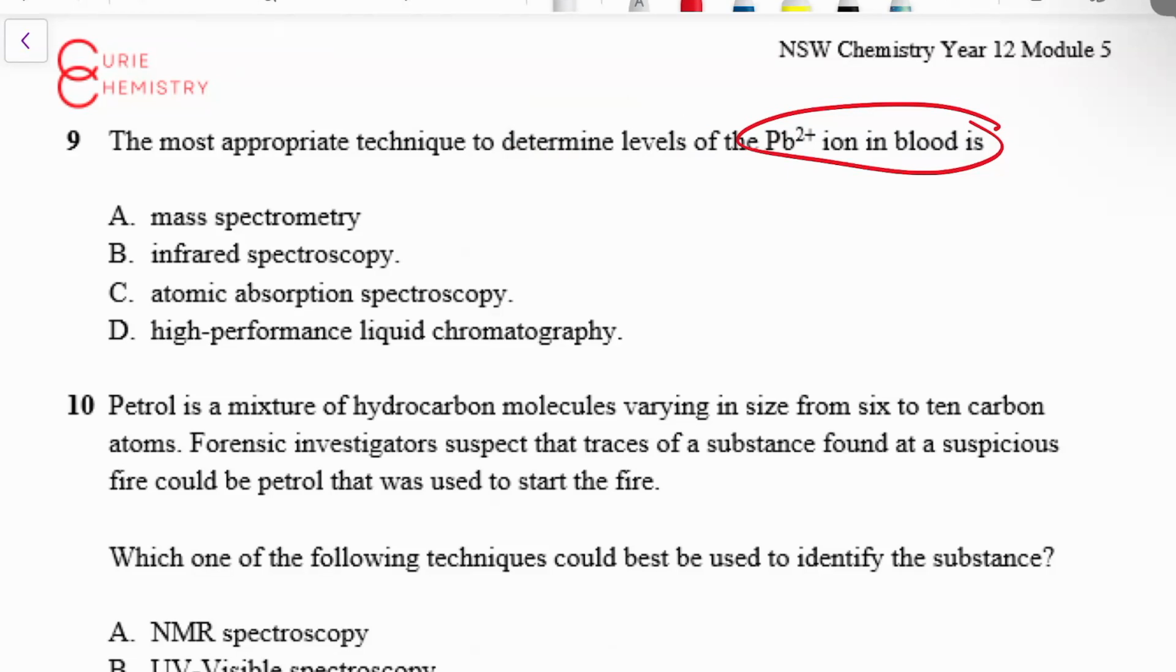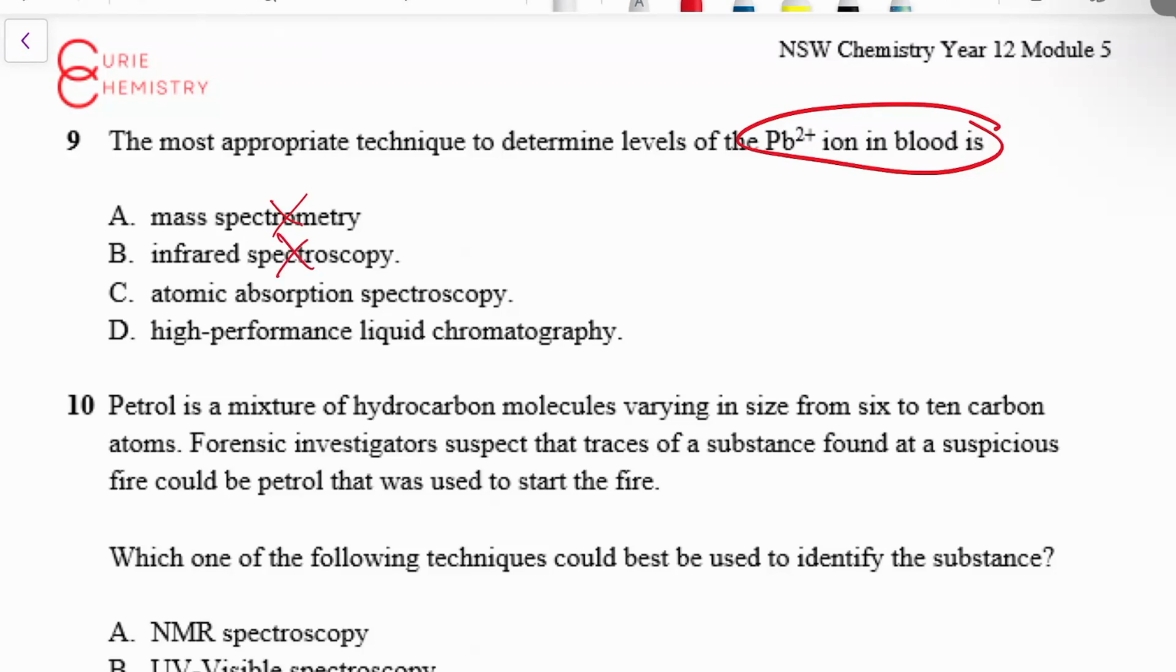B, what does infrared spectroscopy give you? Functional groups. Functional groups are something we apply to what branch of chemistry? Organic chemistry or inorganic? Organic. But lead is inorganic, so infrared doesn't work.